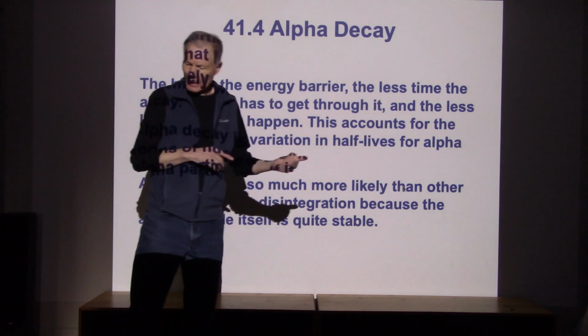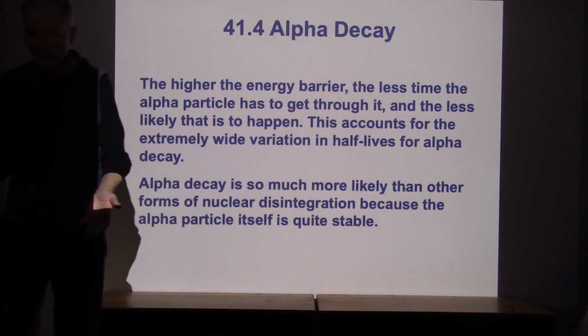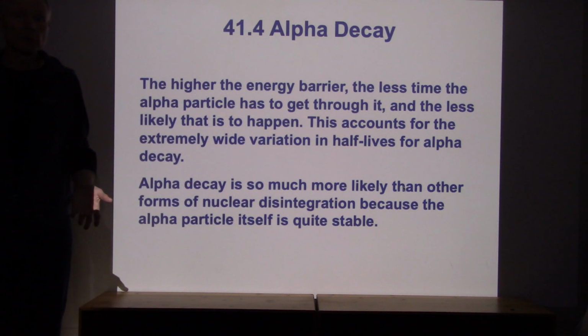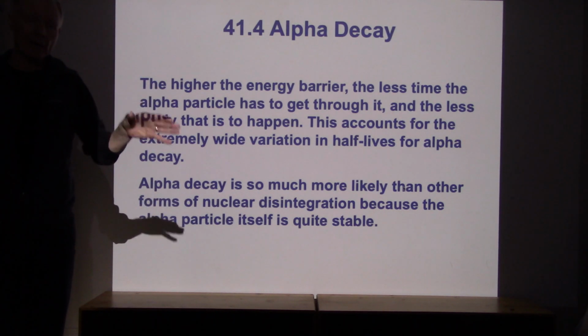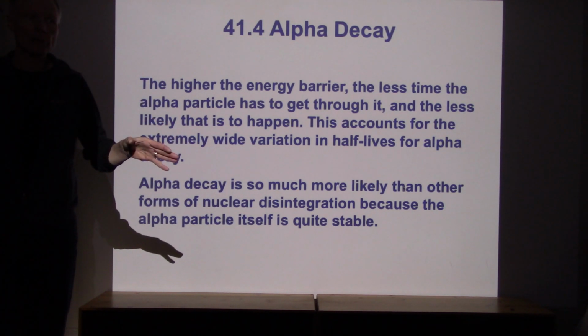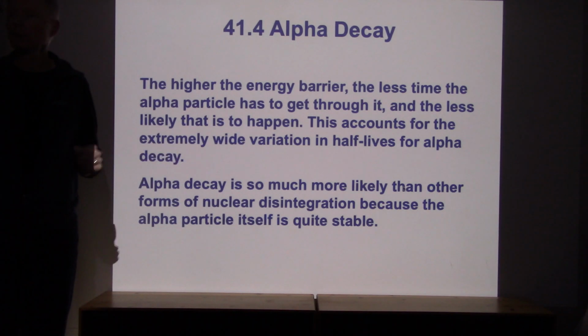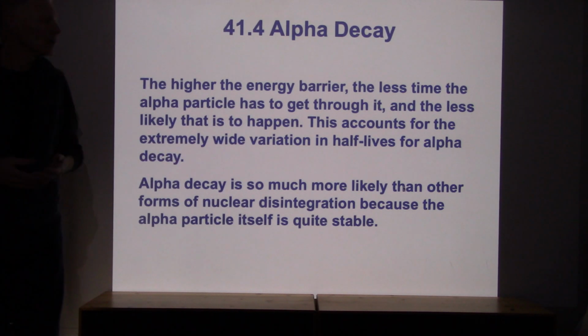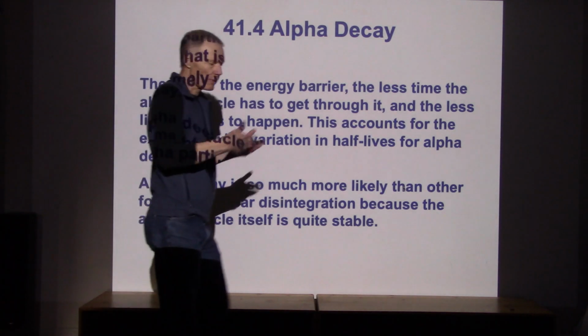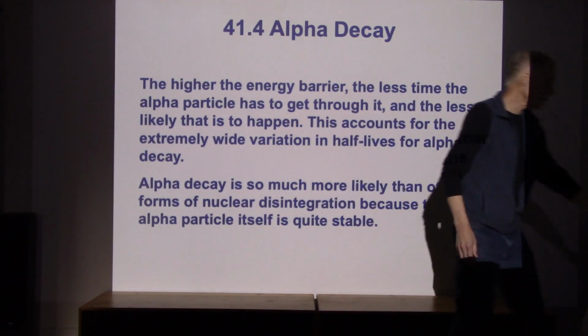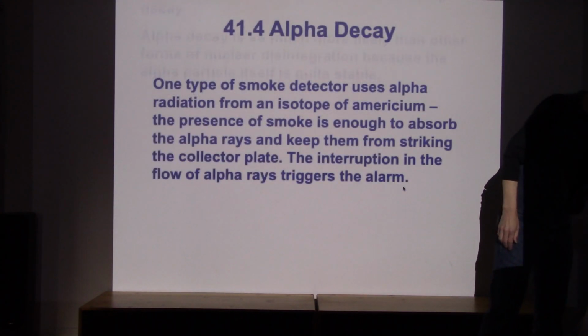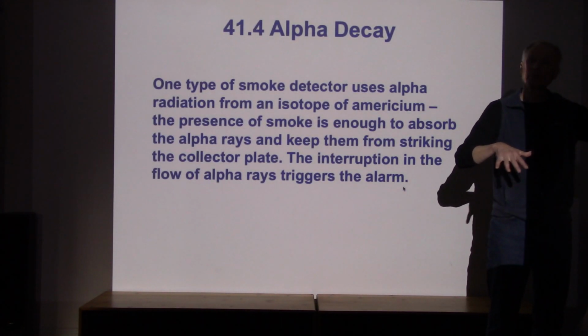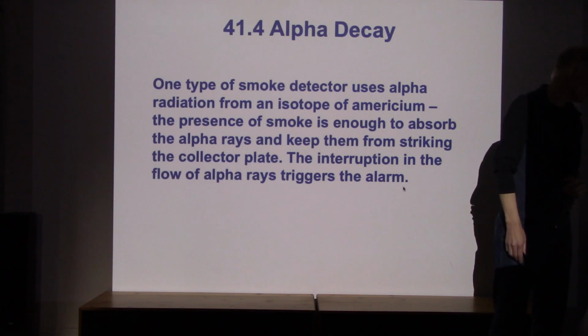So not every alpha decay has the same lifetime. Some isotopes have longer lifetimes or half-lives. Some alpha decay materials have shorter ones, and that depends on the barrier that's been set up by the strong force and the relative stability between reactants and products.